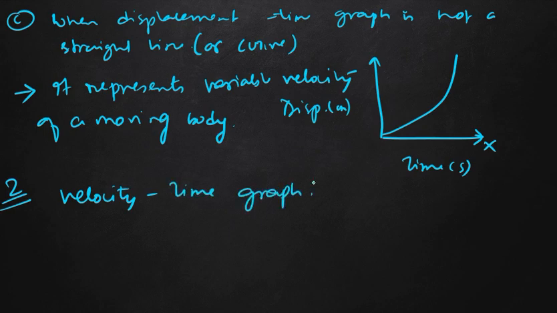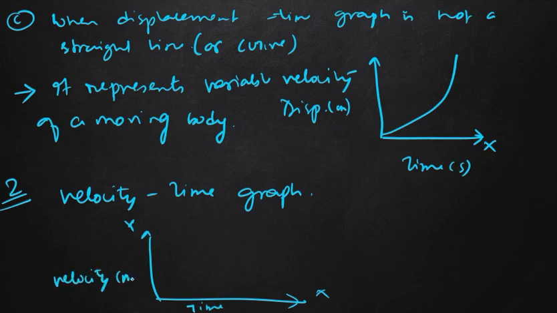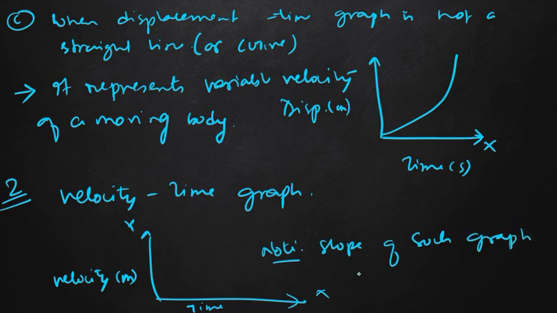In this graph the velocity is plotted on the y-axis and time is plotted on the x-axis. So in the x-axis we have time, and in the y-axis, where we had displacement, here we will take velocity. You can write one note: the slope of such a graph gives acceleration. Fine.